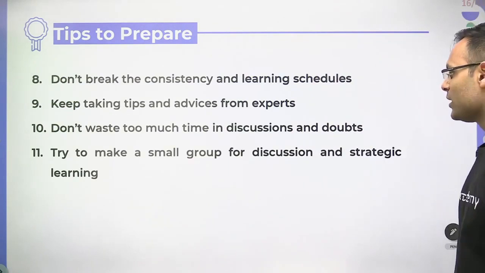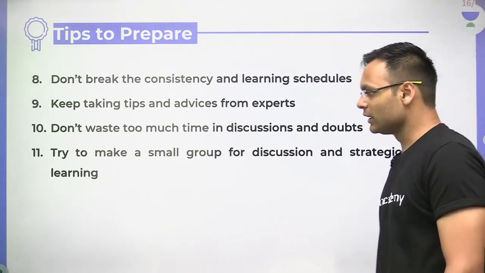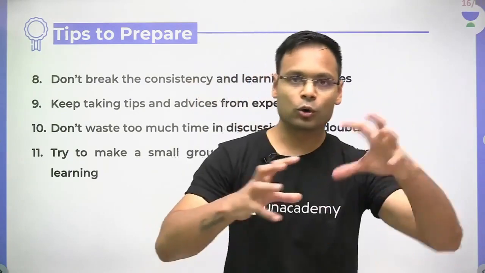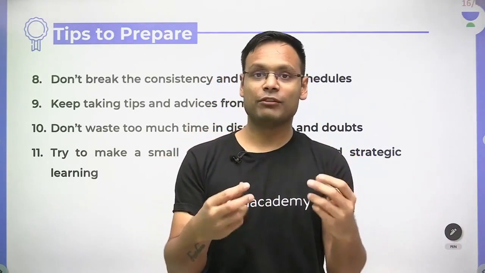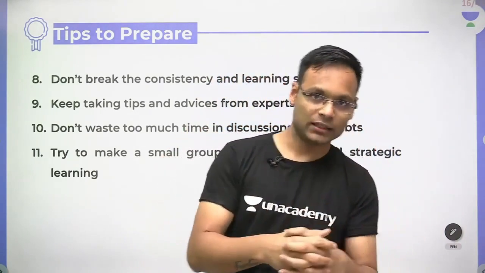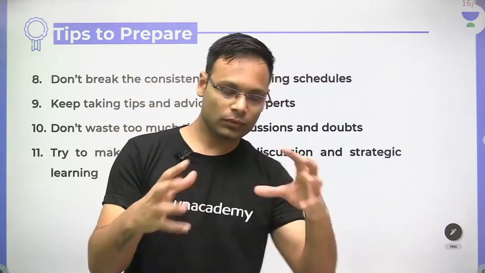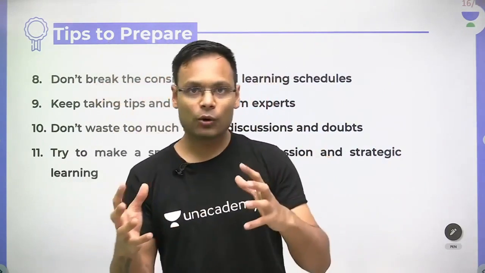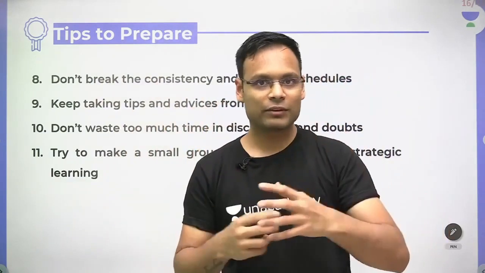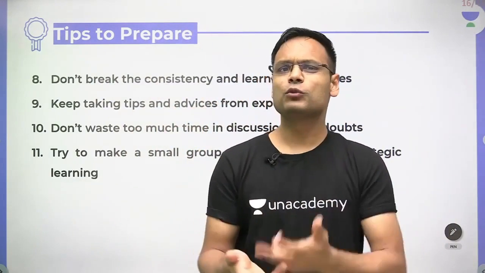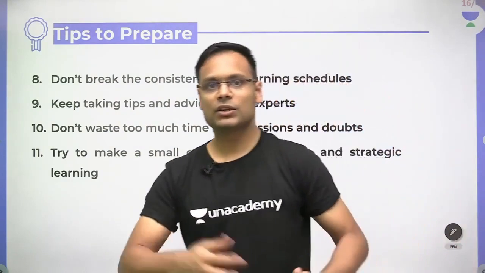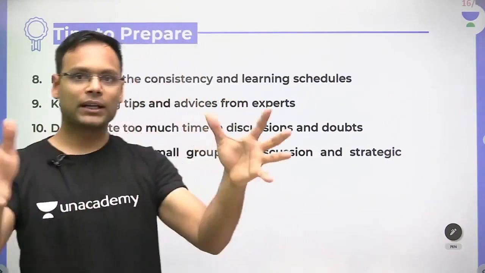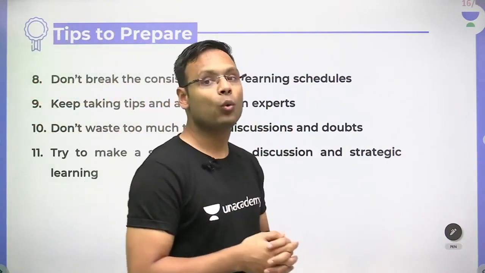Next, try to make a small group for discussion and strategic learning. If you have in your close circle some students who are preparing for GATE from self sources, free sources, and you think your mind frequency or learning frequency matches with them, just make a group of 2 to 3 members. Whether you can meet physically in the same city or virtually, keep such a group if you want to.